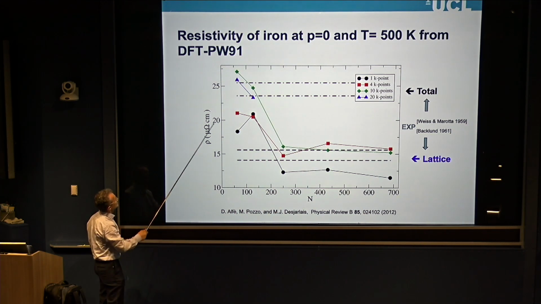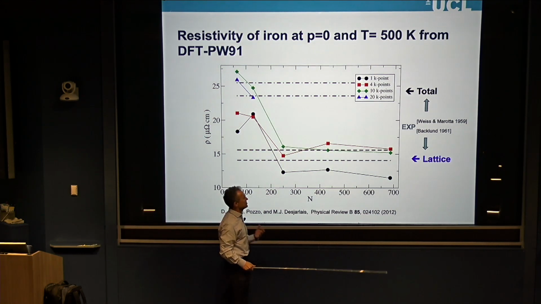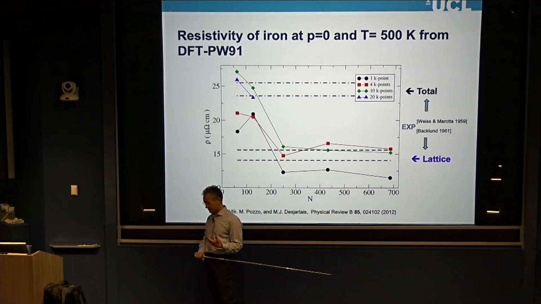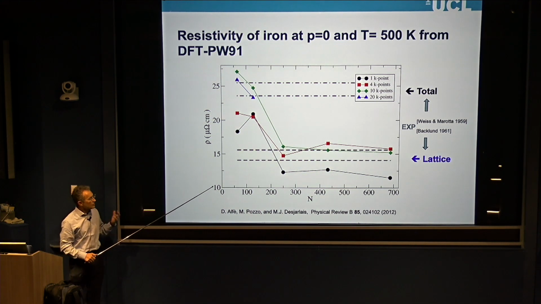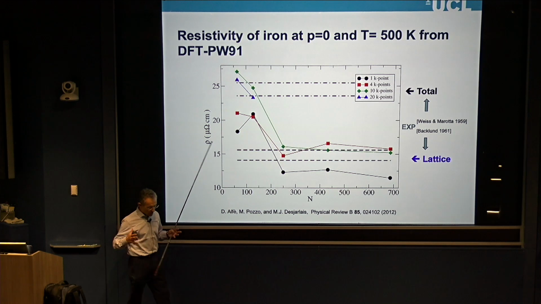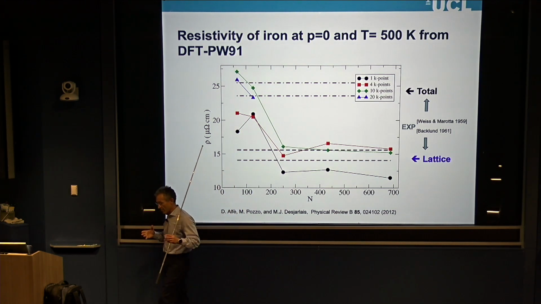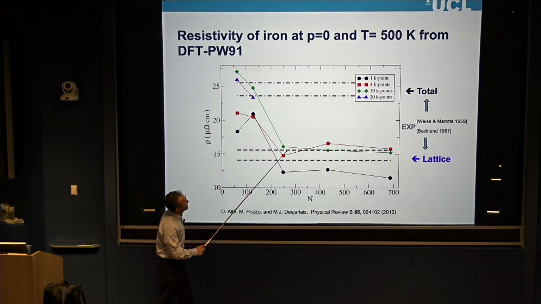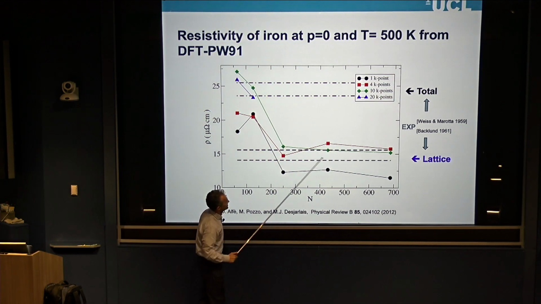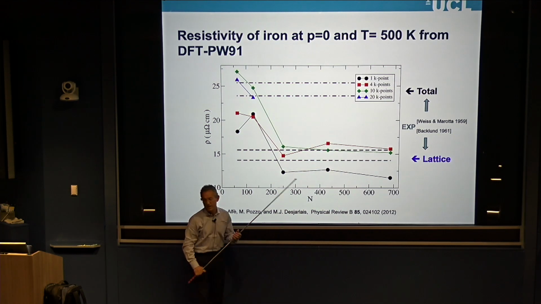What is plotted here is the resistivity, and it is plotted as a function of the number of atoms in your simulation cell. This is a technical issue. Basically, you need to make sure that your simulation contains a large enough number of atoms, otherwise the results are biased if the simulation cell is too small. So you see here that the results converge when the number of atoms is big enough, and they agree quite well in the experimental range, which is determined by these dashed lines.